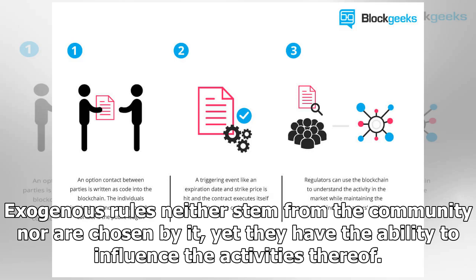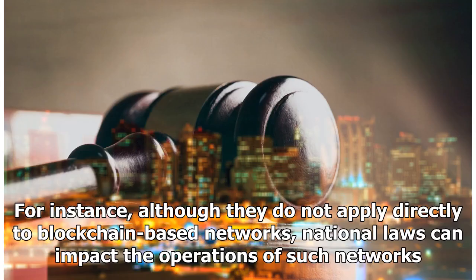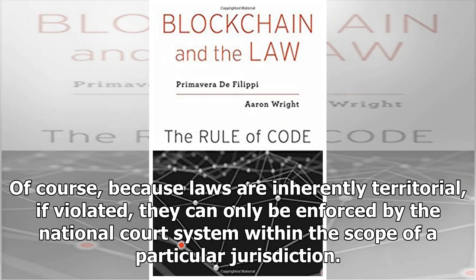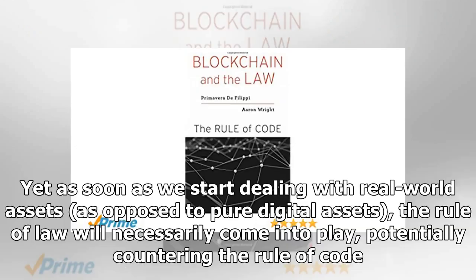Exogenous rules neither stem from the community nor are chosen by it, yet they have the ability to influence the activities thereof. For instance, although they do not apply directly to blockchain-based networks, national laws can impact the operations of such networks. Of course, because laws are inherently territorial, if violated, they can only be enforced by the national court system within the scope of a particular jurisdiction. But as soon as we start dealing with real-world assets, as opposed to pure digital assets, the rule of law will necessarily come into play, potentially countering the rule of code.